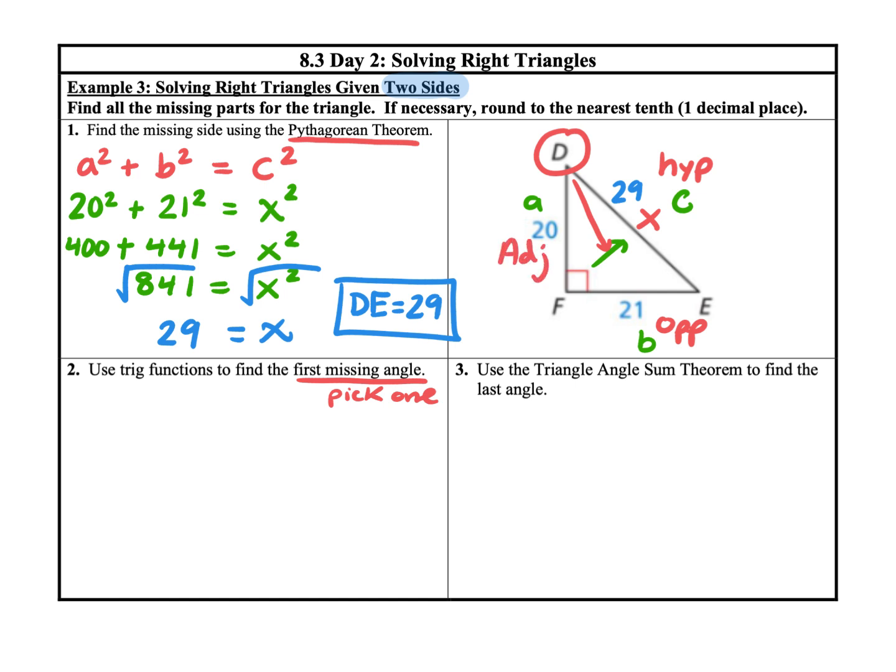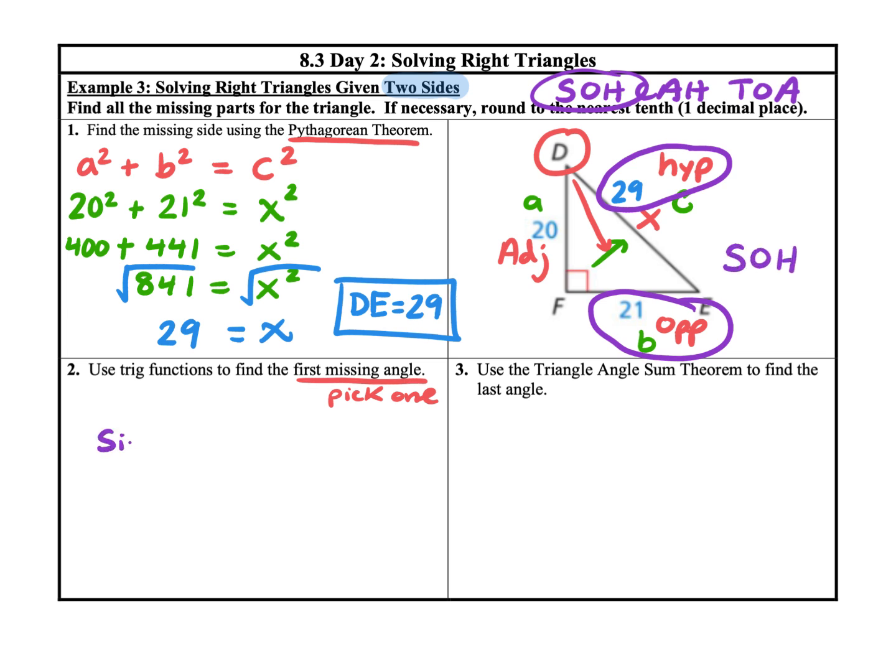So if I look carefully here, to find angle D, we have the hypotenuse, and we have the opposite. So if you go back to your SOHCAHTOA acronym, the one that uses opposite and hypotenuse is the SO of SOHCAHTOA. So we want to use the sine function. So sine of angle D is equal to opposite, so 21 over 29. And then to get the measure of angle D, we just need to do the inverse sine of 21 divided by 29.